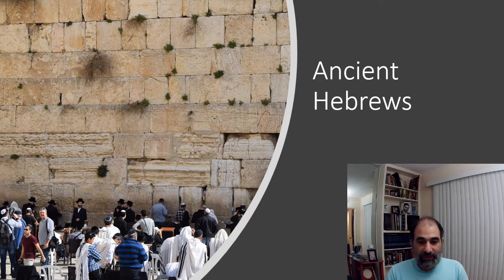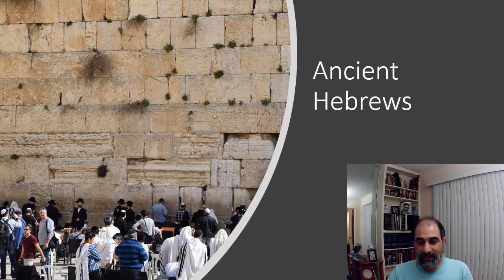So, last couple lectures we talked about Mesopotamia, we talked about Egypt, right? And we're going to get into a very important topic in early civilization, specifically the ancient Hebrews. This is an image of what's called the Wailing Wall. I'll explain this image a little bit later.